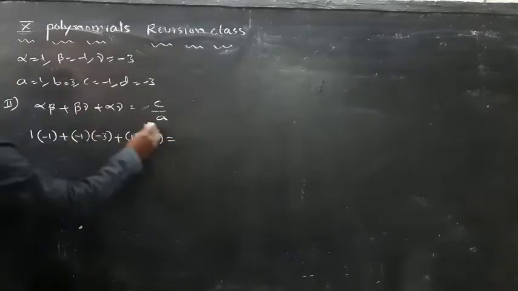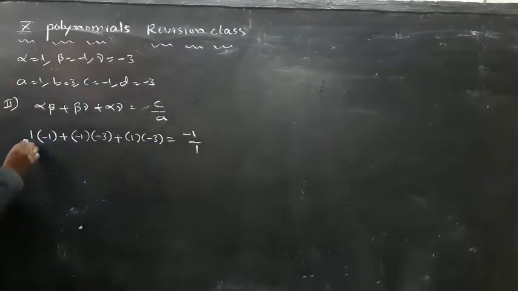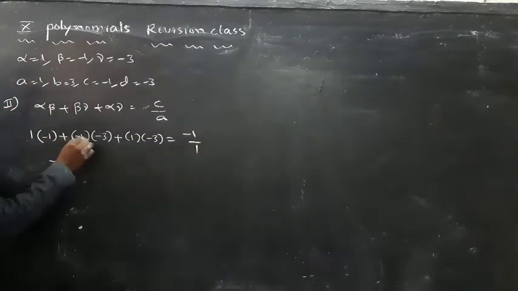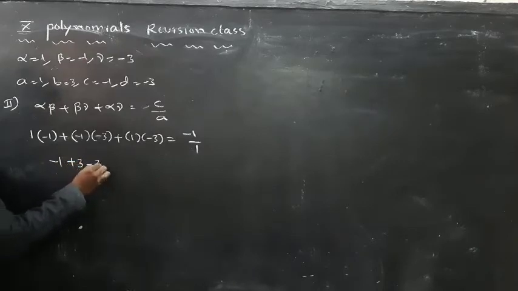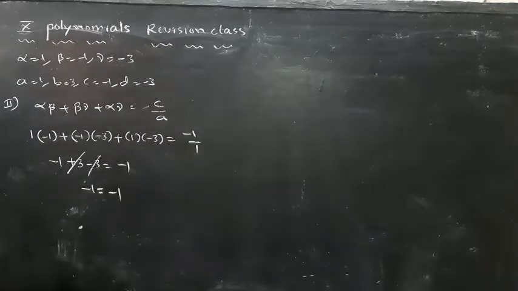What is the value of c here? Minus 1, by a is 1, so c by a is minus 1. Minus 1 plus 3 minus 3 is equal to minus 1. Plus 3 and minus 3 cancel. So minus 1 is equal to minus 1. The second relation is also verified.